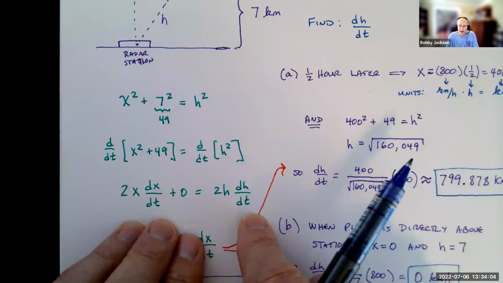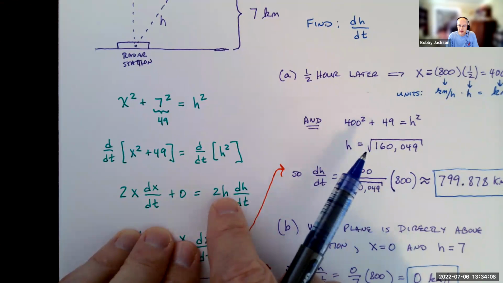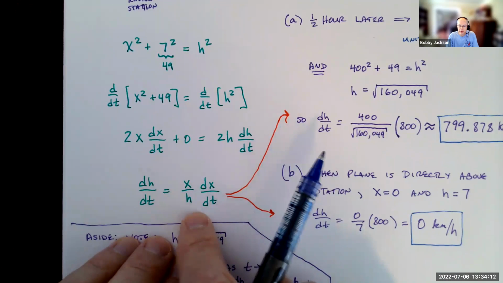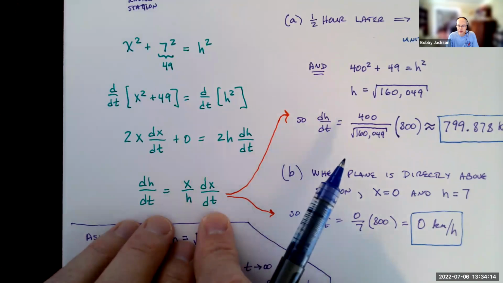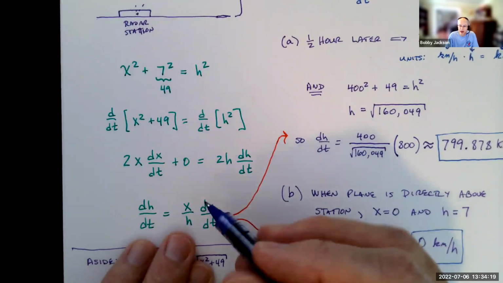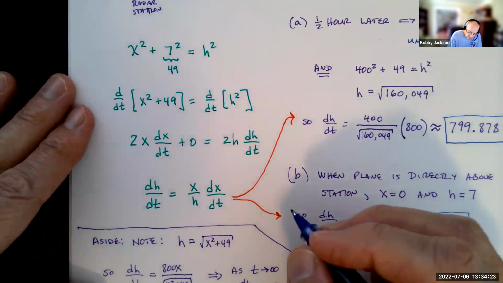So here's our related rates equation. I can solve for dh/dt by dividing both sides by 2h, and I get dh/dt as x divided by h times dx/dt. And dx/dt we know is 800. I could even replace that and write this as 800x divided by h if I wanted to.